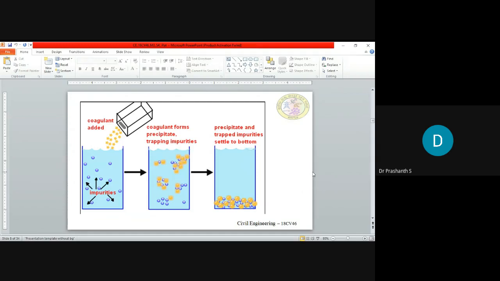So we have added coagulant. Coagulants are some chemicals. These chemicals form precipitates, and they trap the impurities. See, it is trapping all the impurities. And in the third step, the precipitate and trapped impurities, because of the heavy mass, have settled down. So with the precipitate, even the colloidal impurities which were moving up and down have settled down.